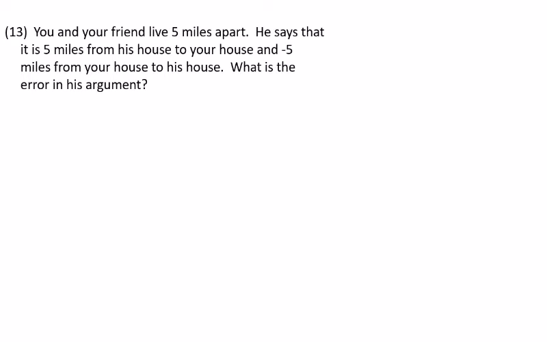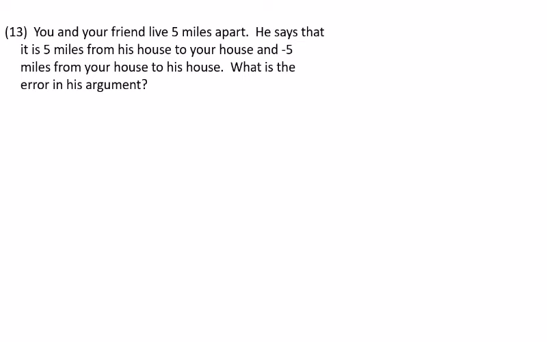All right, a couple bonus examples. So here's number 13. You and your friend live 5 miles apart. He says that it's 5 miles from his house to your house and negative 5 miles from your house to his house. So what is the error in his argument?